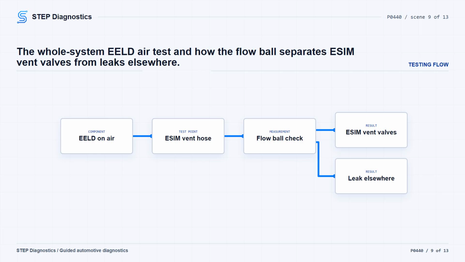Replace the ESIM, then repeat the intrusive leak evaluation to verify the repair. If the ball stays above the red flag, the leak is not from the ESIM vent valves. At that point, find the leak elsewhere using smoke, a hydrocarbon sniffer, or a bubble test, and repair or replace the leaking component. Also check the purge solenoid for an internal leak by removing the manifold hose from the purge solenoid, filling the system with smoke, and watching for smoke through the purge solenoid. If smoke is present there, replace the purge solenoid, then repeat the intrusive leak evaluation.